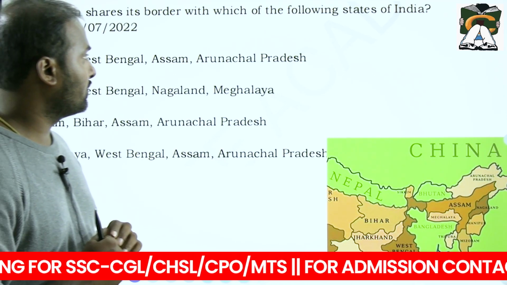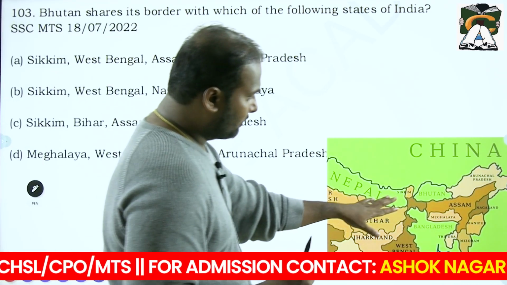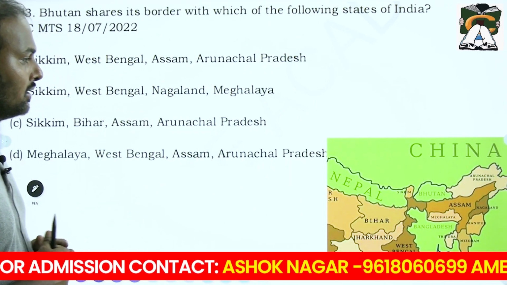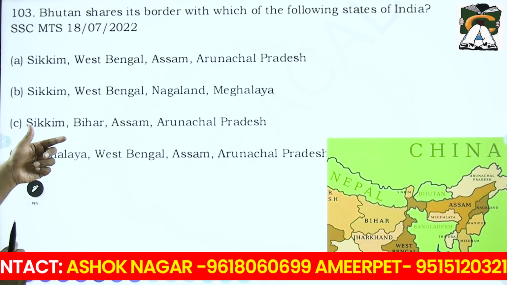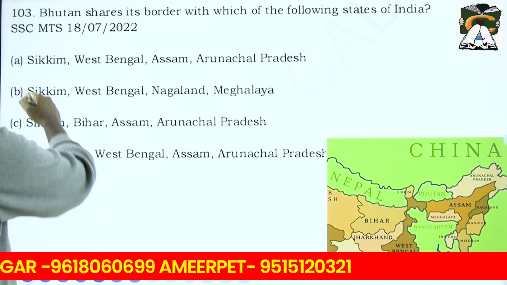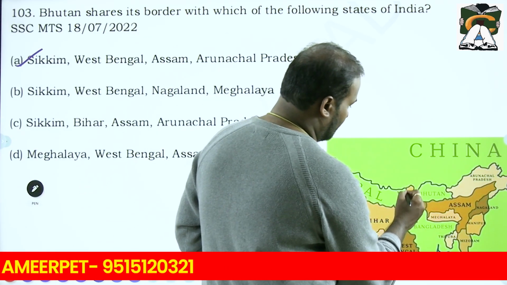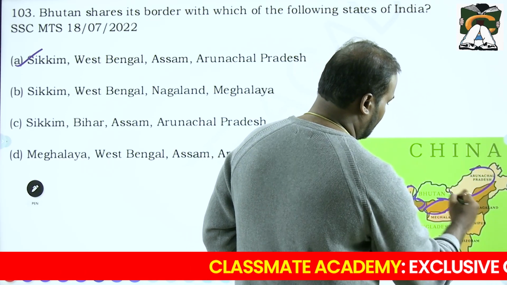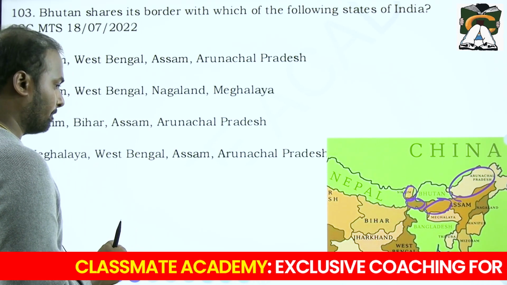Bhutan shares its border with which of the following states of India? See here, Bhutan. I already said, very important. It's asking which of the following states share a border. Obviously, Arunachal Pradesh is there. Yes. Assam is there. Okay. Then Bhutan shares a border with West Bengal. Yes. Your answer is Sikkim. So answer option A is the answer. You can see here, Sikkim, West Bengal, Assam, and again Arunachal Pradesh. Okay. These are the 4 states, remember.